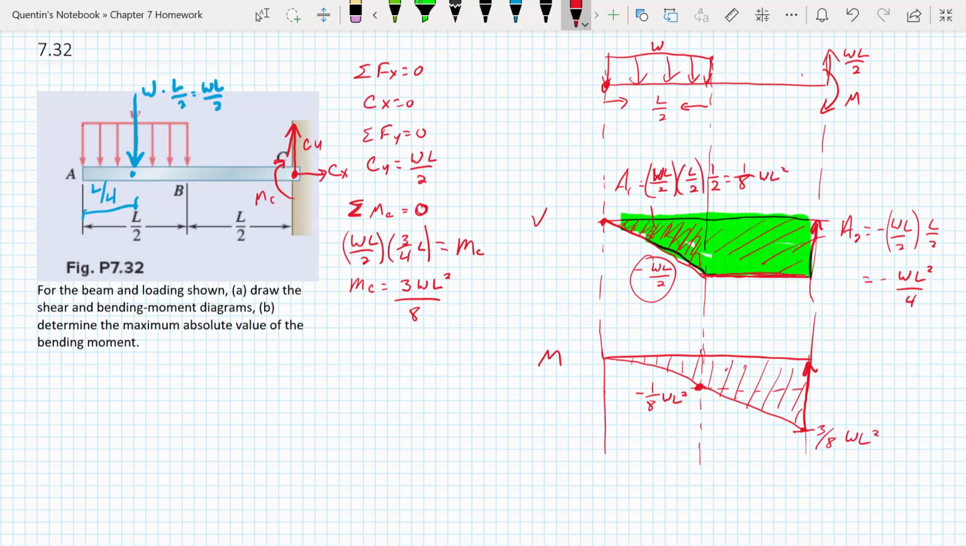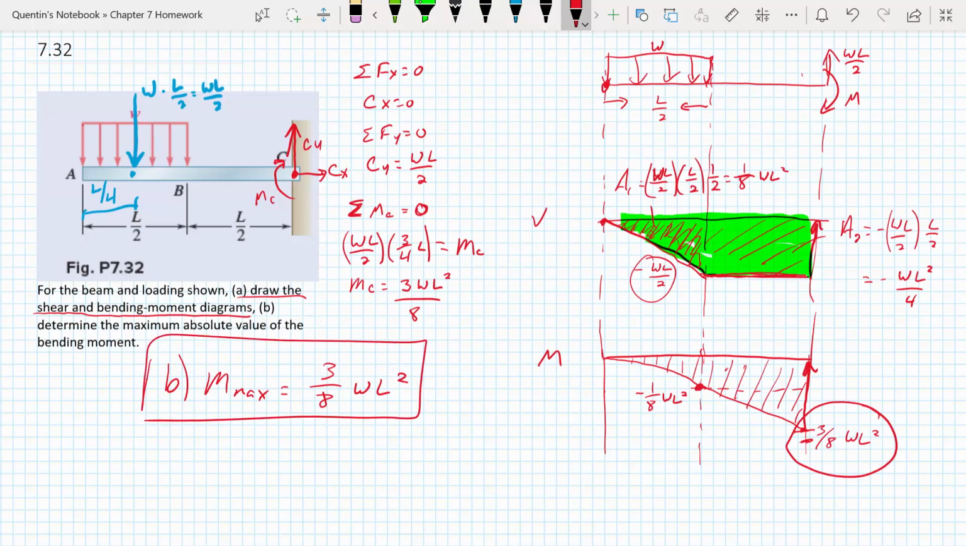And then we're looking for the maximum bending moment. So that is drawing the shear and bending moment diagram. Boom. Now we're looking for the maximum absolute value of the bending moment. Well, it's clearly right here. It's a negative value, but we're looking for the absolute value. And so for part B, the max is 3/8 WL squared. And boom, you're done. There you go.